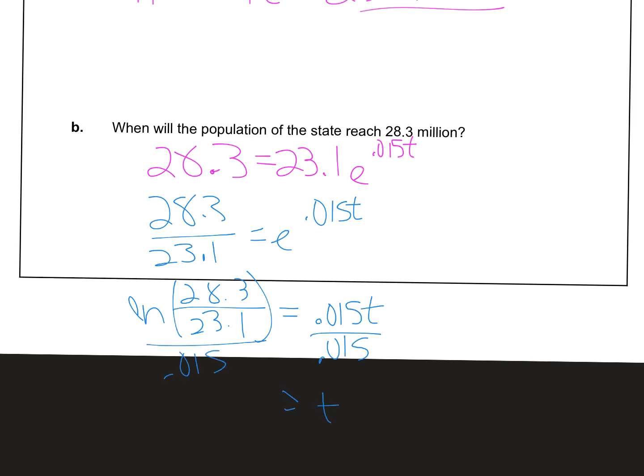Now I'm going to go ahead and push some buttons. So I'm going to get the natural log of 28.3 over 23.1 over 0.015. I got 13.5. So that'd be 13.5 years. So that would have been like 2013. So during 2013, we would have gotten there. And that's it.